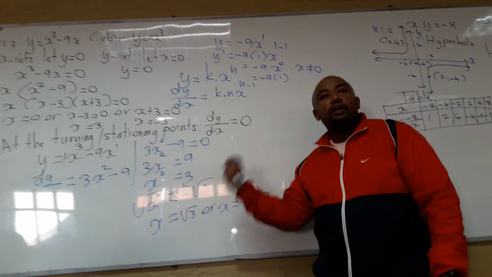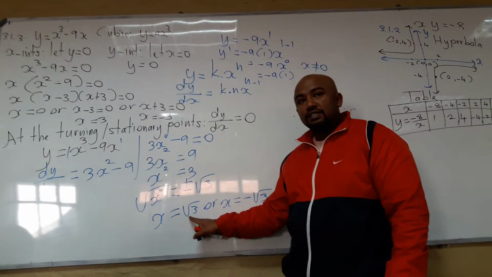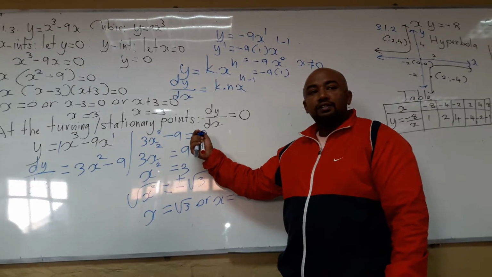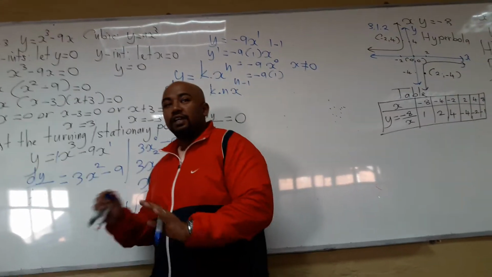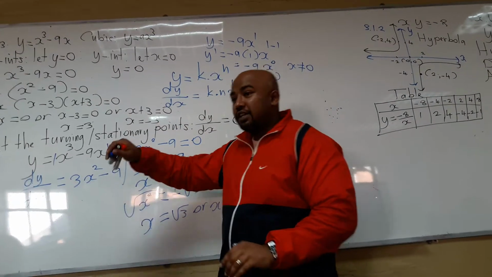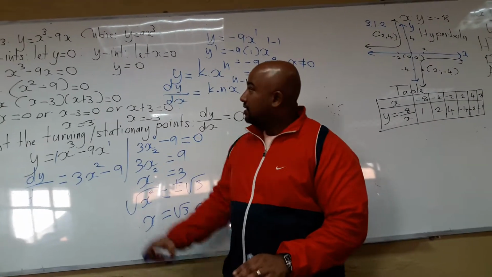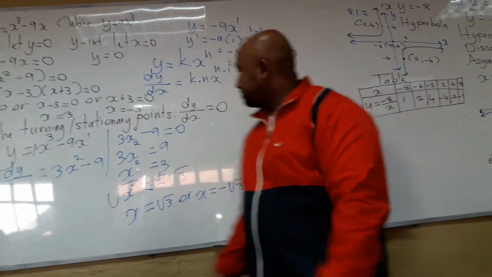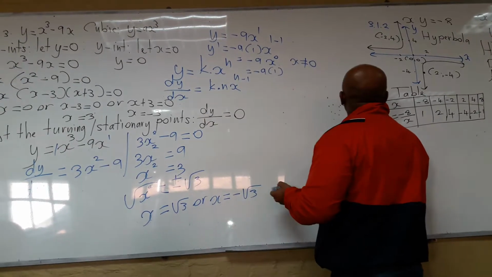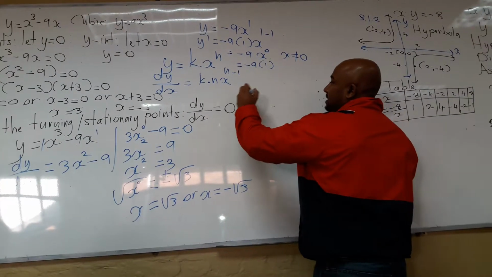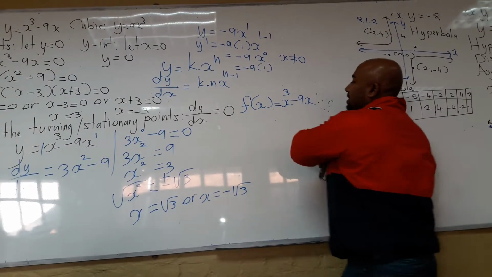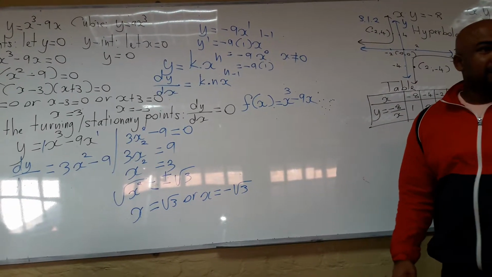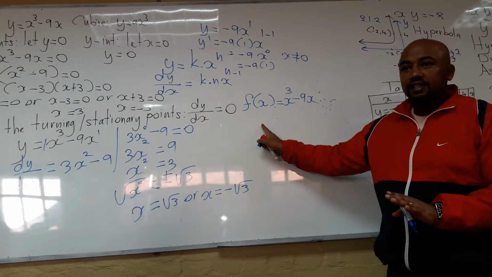Now, we need the y values. If we have x, how can we find y? All we do is we substitute into the original equation. Not the equation that you divided by or did anything else to. Always go back to the original. Alright, so let's substitute into the original. Let's call it f of x is equal to x cubed minus 9x. Okay, different notation. That is y. This is f of x.